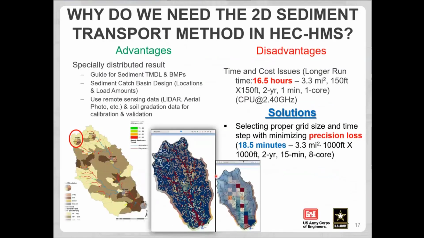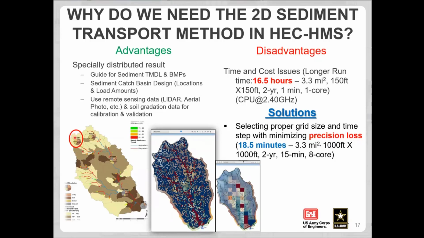With that, we need to ask, why do we need a 2D sediment transport method in HEC-HMS? Let me talk about the advantage first. What is the advantage with the 2D? I bring some of my previous study, which came from our lumped sediment model result. You can see each sub-basin, we can provide the sediment load and some information about the gradation, meaning the percentage of each grain size. But we cannot provide that inside this sub-basin.